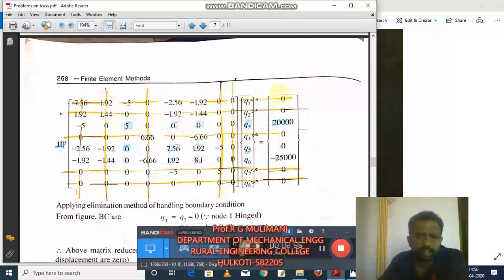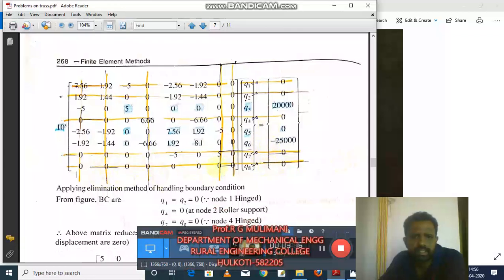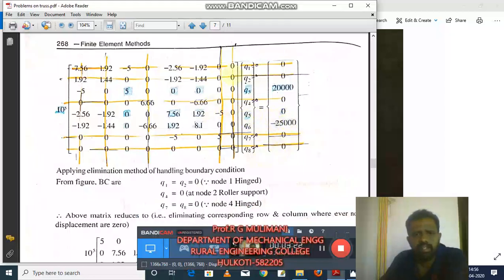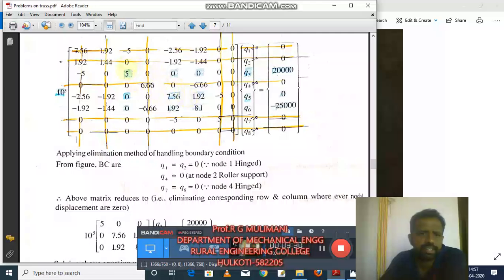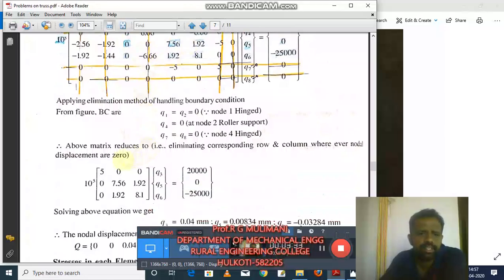See here, q1 is 0, q2 is 0. I already told why it is 0. So first row first column can be deleted, second row second column deleted because it is fixed. For q4, there is a roller support, so it can have displacement only in the x direction, not in the y direction. So fourth row fourth column is deleted. Similarly, 7th row 7th column, 8th row 8th column can be deleted. This is the elimination approach method. By this, the 8 by 8 matrix is reduced to a 3 by 3 matrix. What you can see, these blue color elements are reduced to this 3 by 3 size matrix.